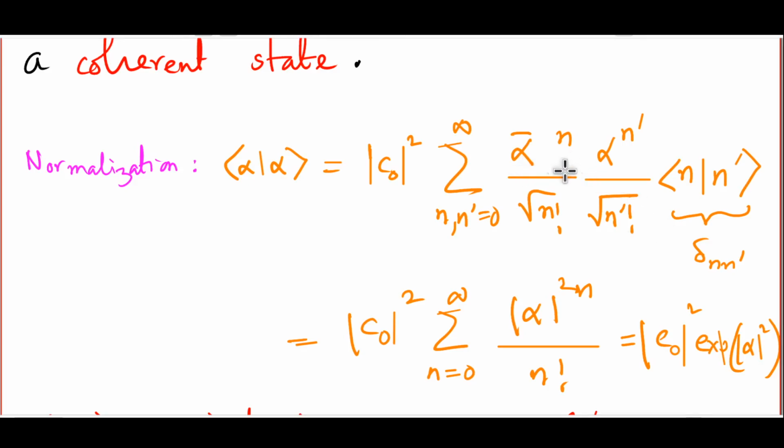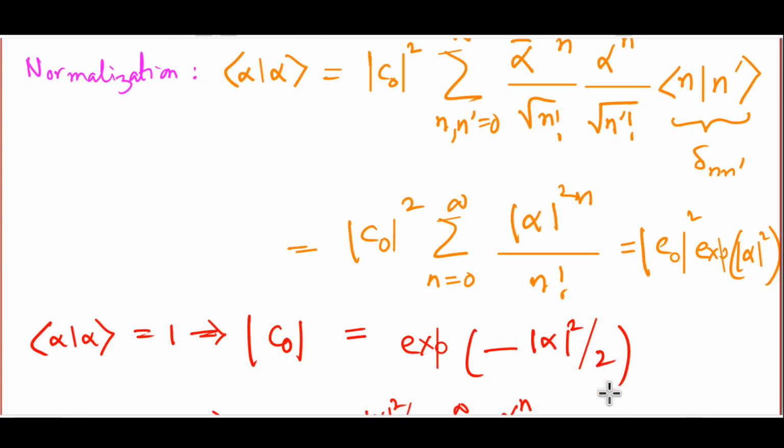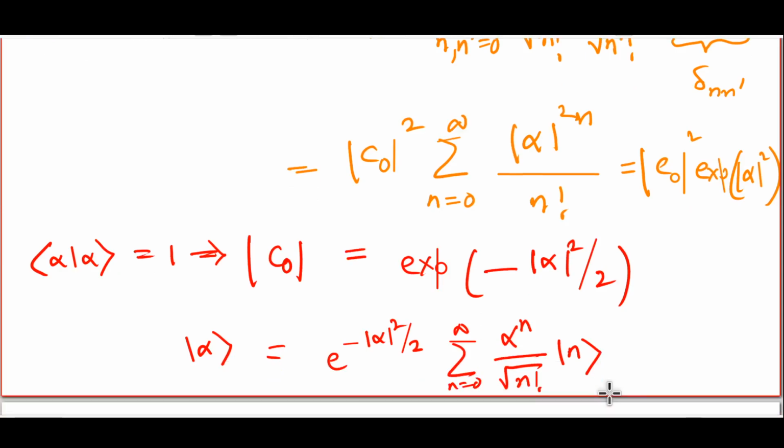That leaves us with alpha bar alpha to the power n in the numerator, and square root of n factorial twice becomes just n factorial. And this is a very well known sum, the sum for the exponential of mod alpha squared. Equating this to 1, which is one possible way of demanding normalization, the most common way, will lead us to the modulus of C0 being equal to e to the power minus mod alpha squared by 2. So we have found C0 up to an overall phase factor, and just by choosing that overall phase factor to be 1, we usually write down the normalized coherent state ket alpha in the following form.